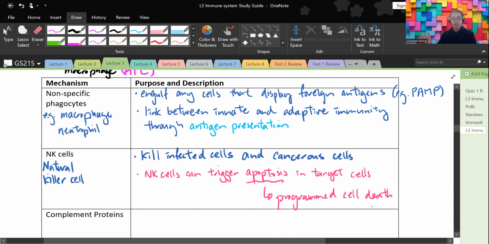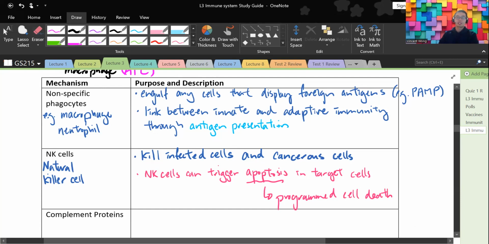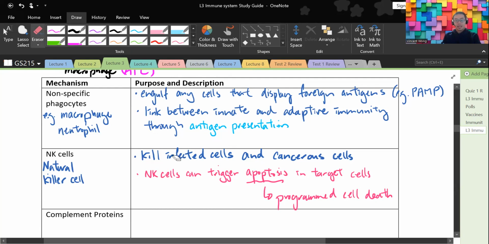Inside each cell, there is like a button, so to speak. Like a self-destruct button. So basically, the natural killer cell will cause these target cells to press that button and destroy itself. Okay? And that's a good thing, right? We want them to destroy themselves when A, it's an infected cell, or B, it's a cancerous cell.